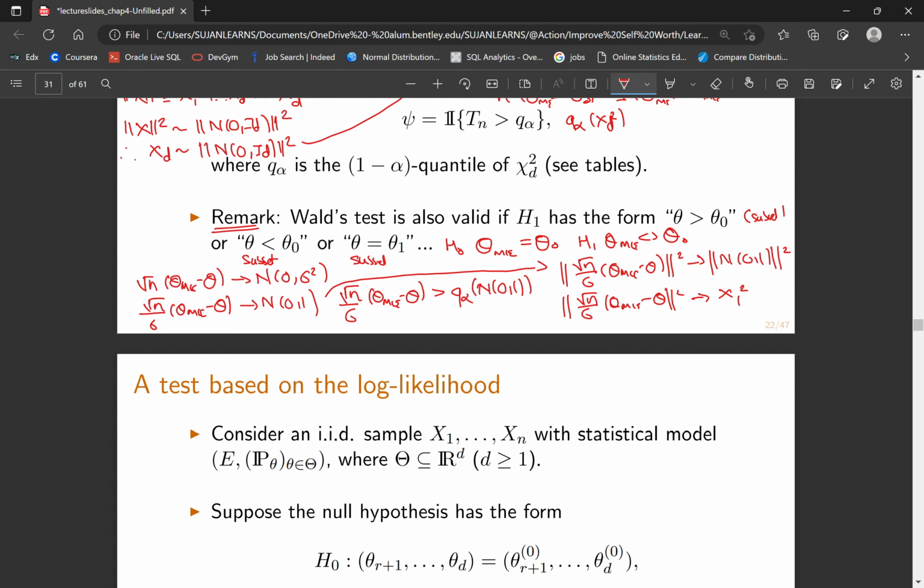Now, what will be the test of this? The test would be something like this: chi-square. If we divide by this and take θ_MLE and square, it will test greater than q alpha of chi-square 1, with a single degree of freedom.